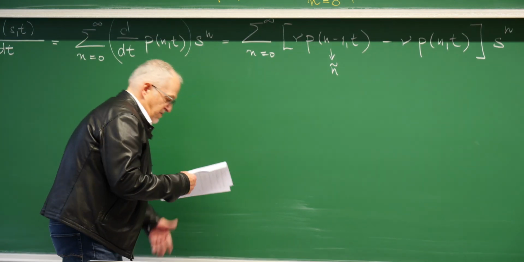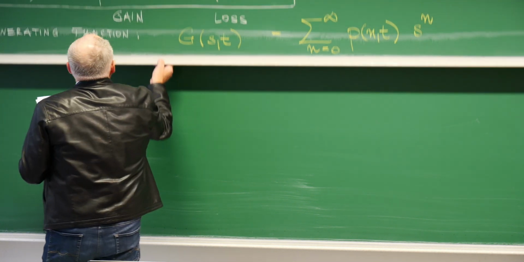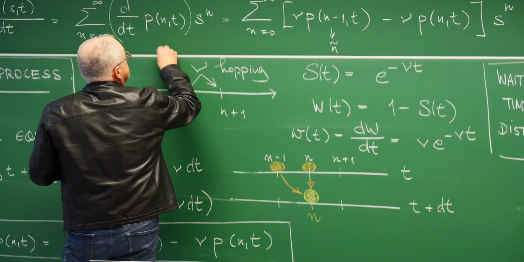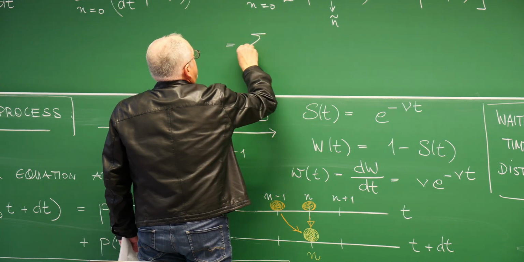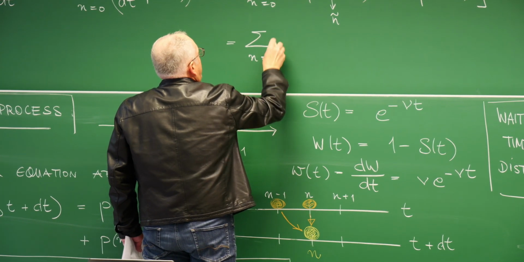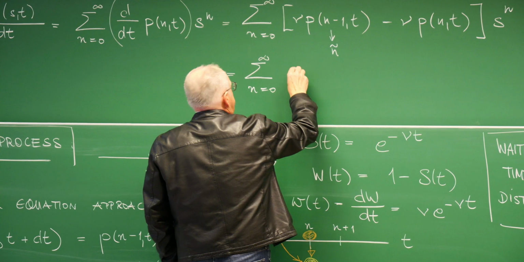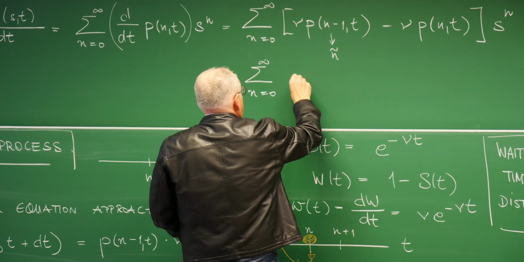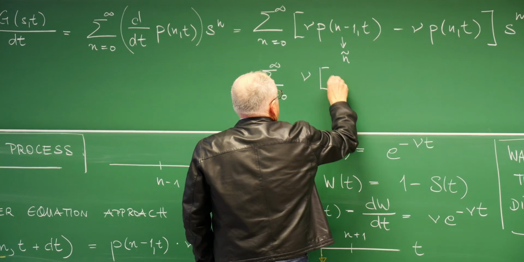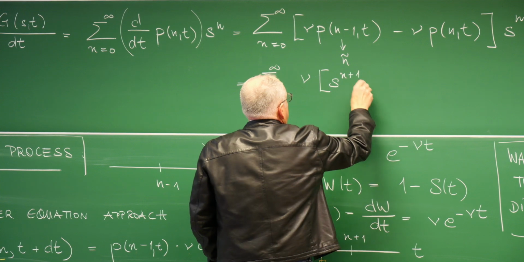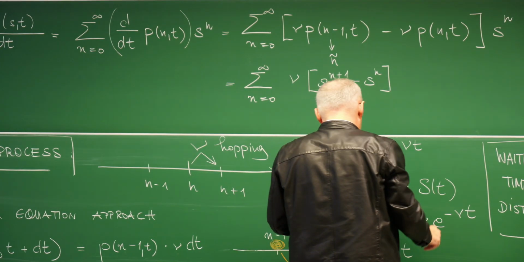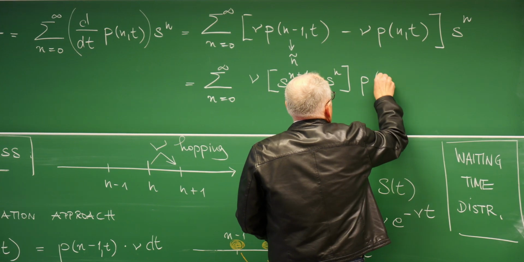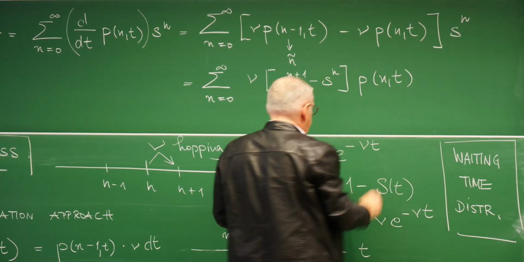Okay, so let's do that. Then what you get is the sum from n equals 0 to infinity, and you have nu times s to the n plus 1 minus s to the n, times P of n and t.